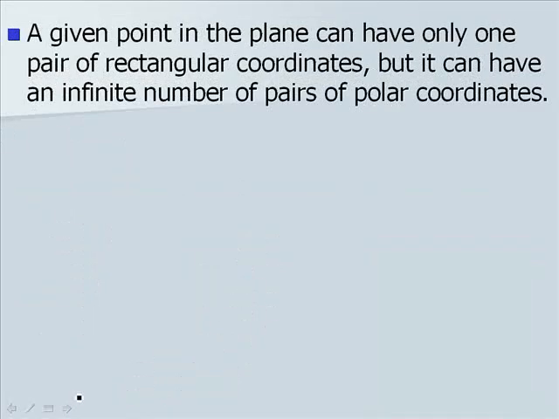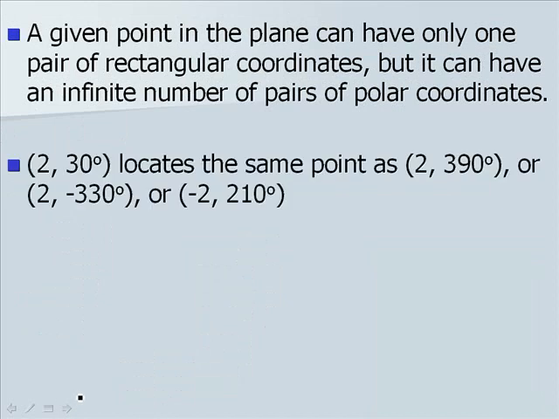A given point in the plane can have only one pair of rectangular coordinates, but it can have an infinite number of pairs of polar coordinates. (2, 30 degrees) locates the same point as (2, 390 degrees). All we do is add 360 degrees to find a coterminal angle to 30 degrees. It's also the same point as (2, negative 330 degrees). We simply take 30 degrees and subtract 360 to find another coterminal angle that's negative.